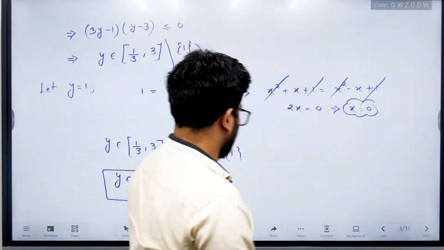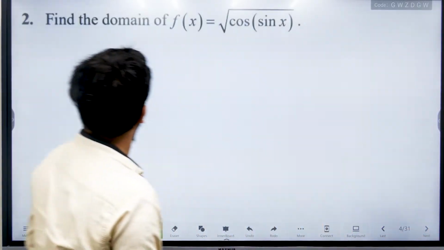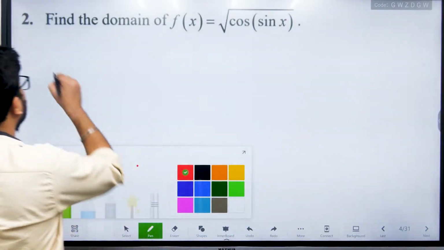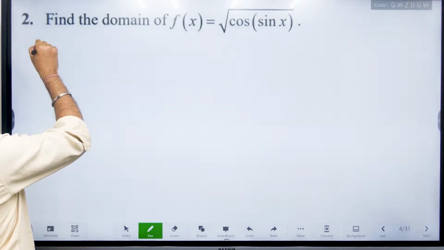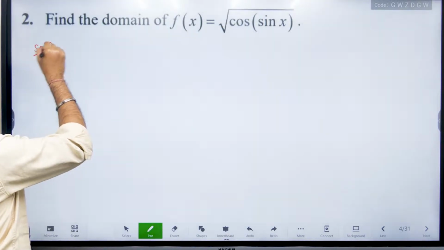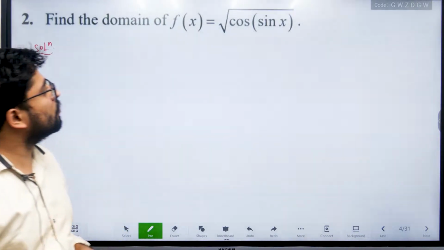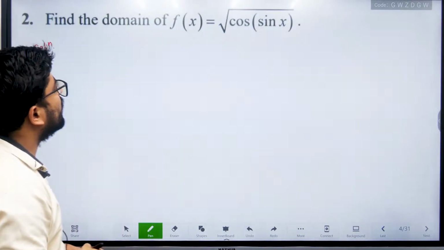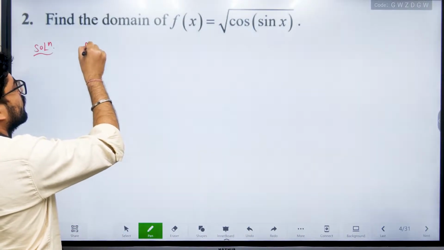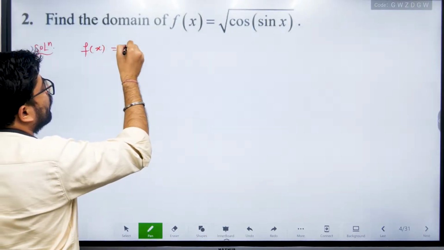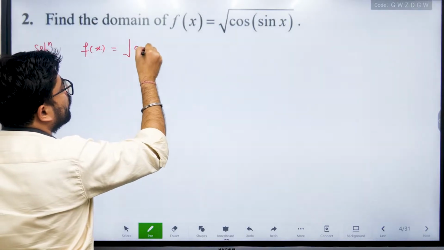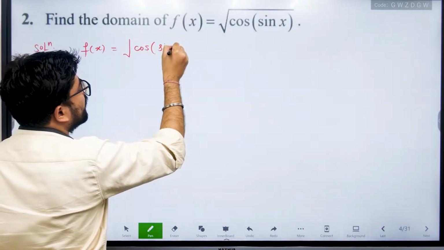Okay, now let's do the next one. Next is: find the domain of this function, root of cos of sin x. So f(x) is equal to root over cos of sin x.